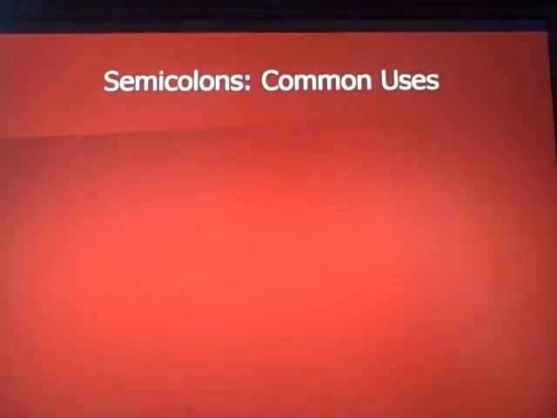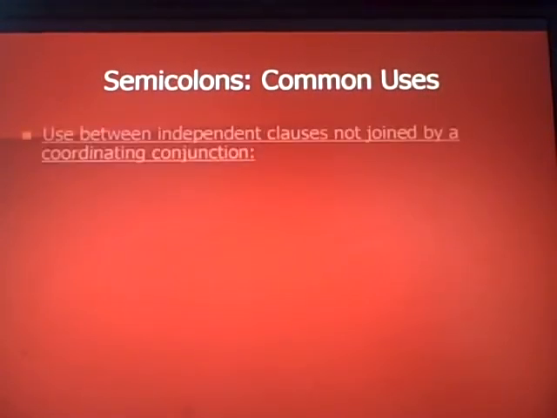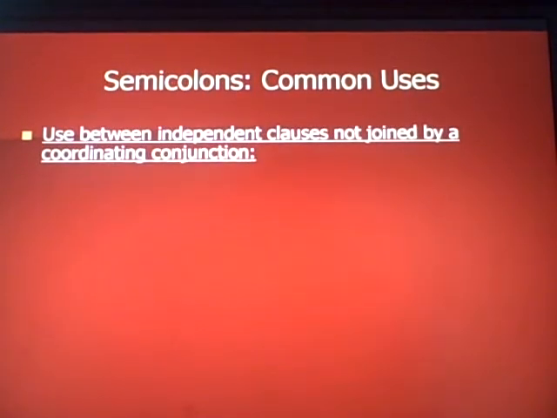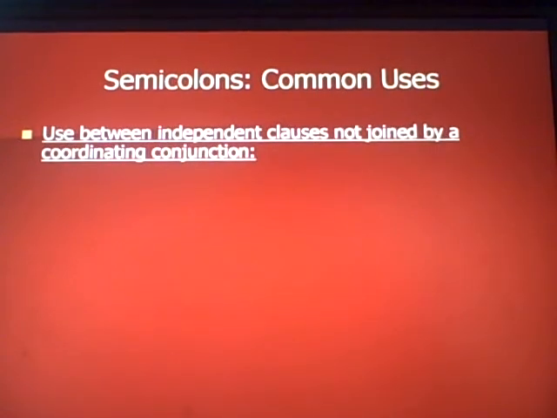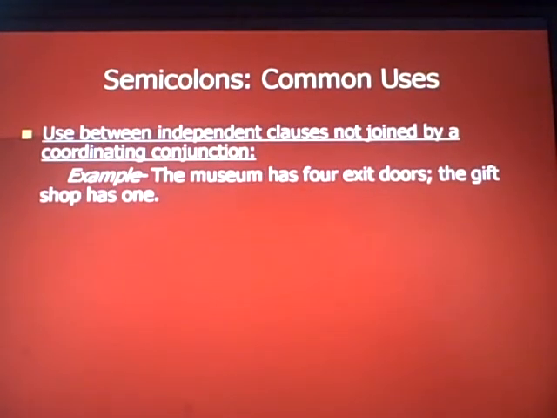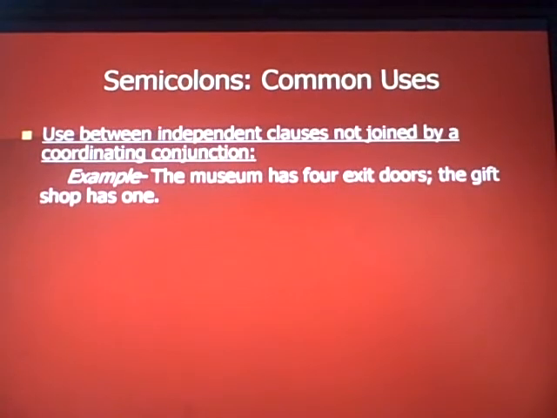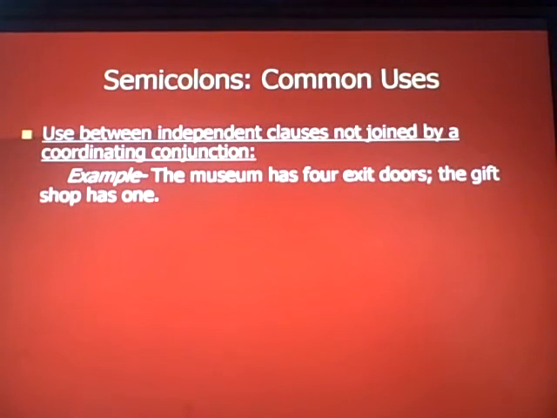So we went on from commas in the last part to semicolons in this part of the review, some common uses. Use a semicolon between independent clauses not joined by a coordinating conjunction. You can again think of those independent clauses as little standalone sentences. Think of that as a clause. For example, the museum has 4 exit doors; the gift shop has 1. On both sides of that semicolon, you can almost think of them as separate sentences, but unlike a comma, there is no coordinating conjunction in the middle like and, but, something like that.